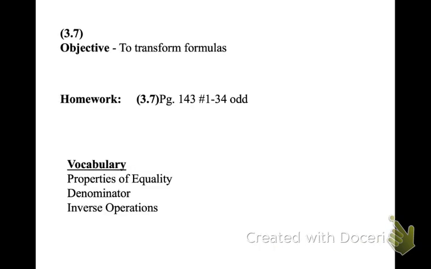All right, so today we are, again, 3-7 is our objective. Homework is 3-7, page 143, 1 through 34 odd. Our vocabulary is the same, properties of equality. You also might hear the terminology "in terms of." A is given in terms of. So we're going to talk about that phrase. So my quotations should go right here. Okay.